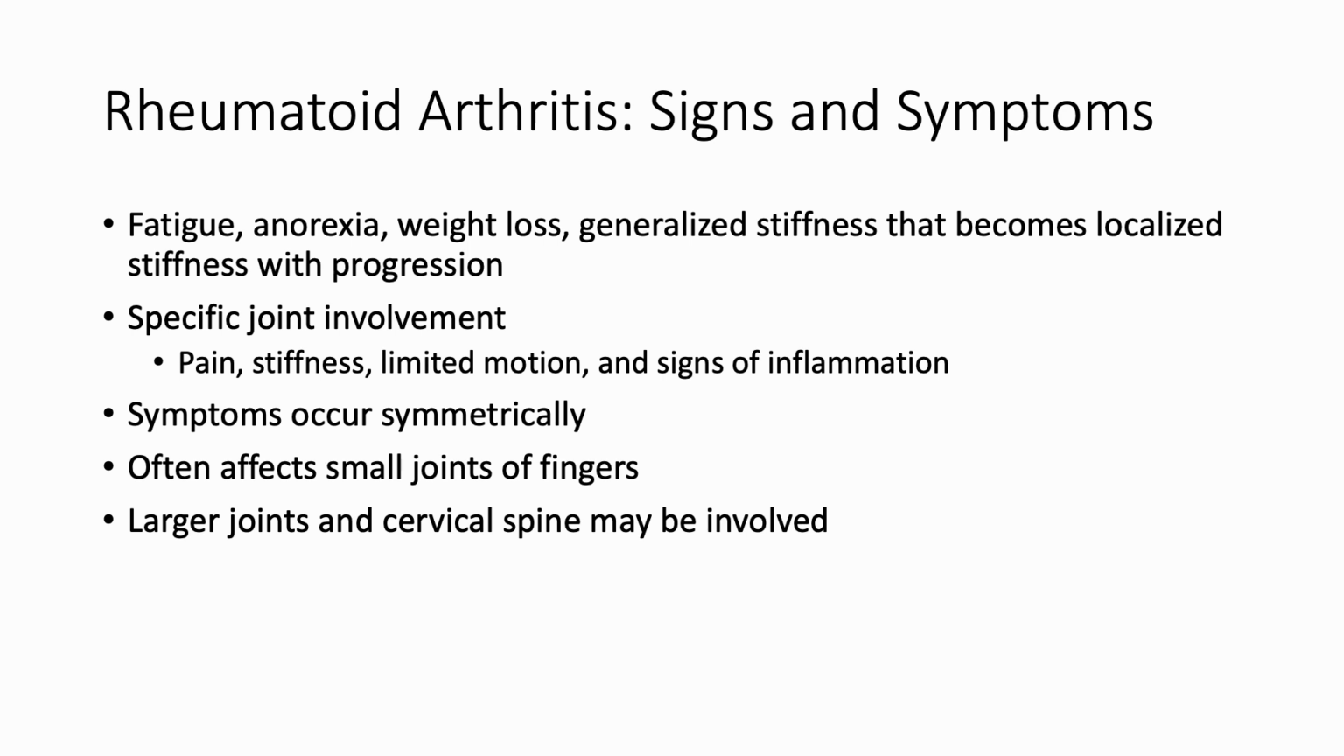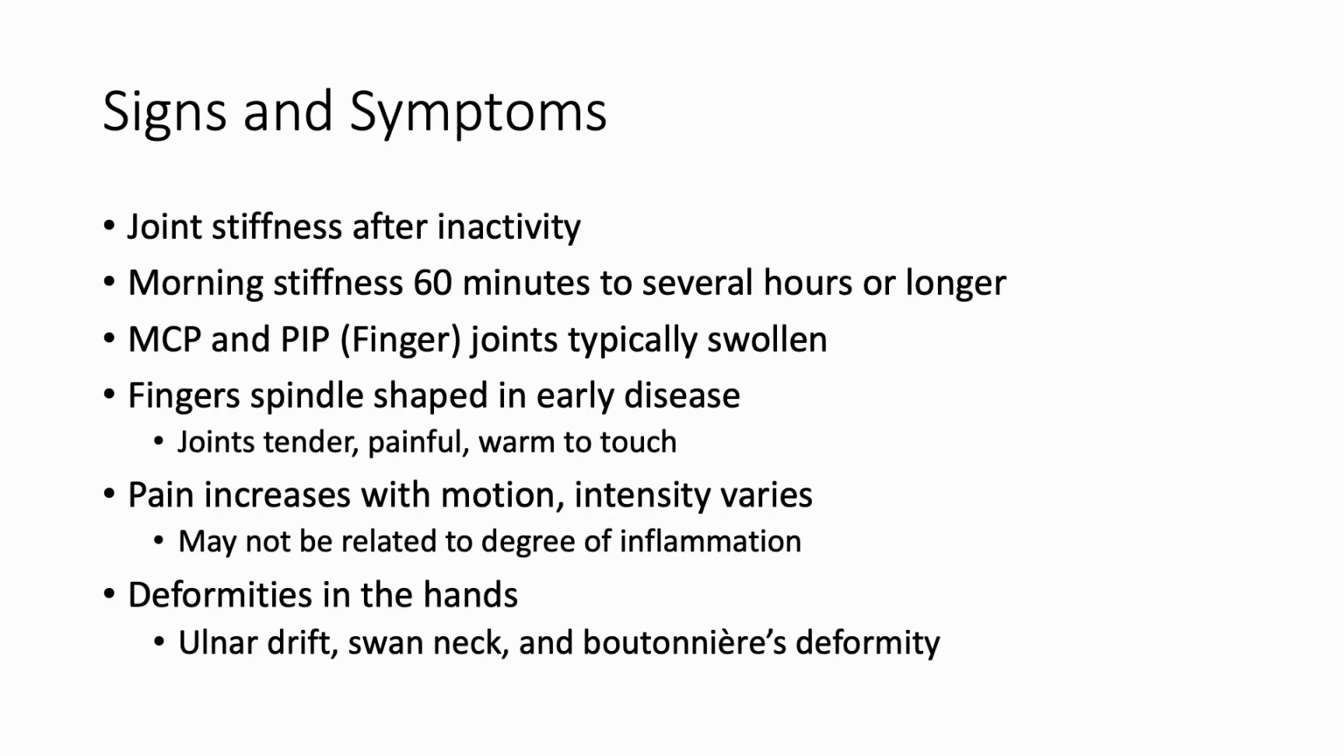This can also affect the small joints of the fingers. Larger joints and cervical spine may also be involved. So other signs and symptoms: joint stiffness after inactivity, morning stiffness that lasts about 60 minutes to several hours or even longer. The MCP and PIP, which are specific finger joints, are typically swollen. Fingers can be spindle shaped in the early disease, and the joints themselves are tender, painful, and warm to the touch.